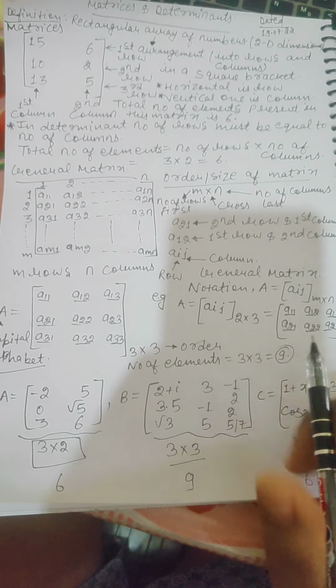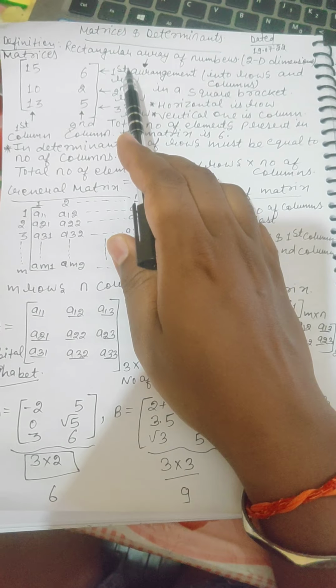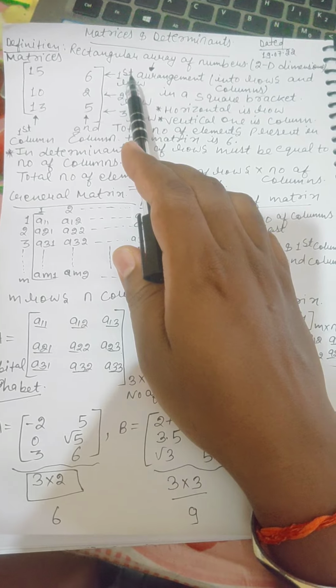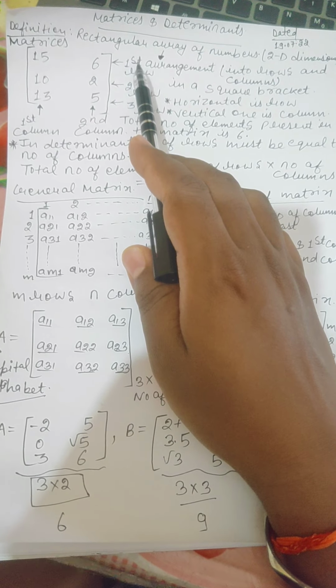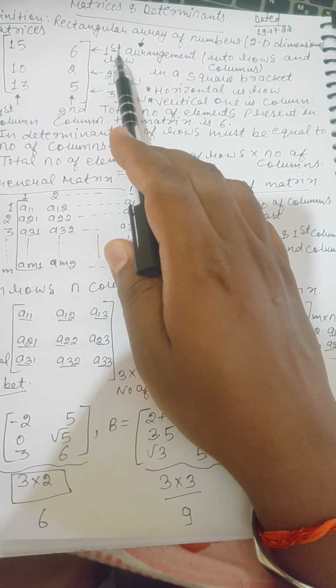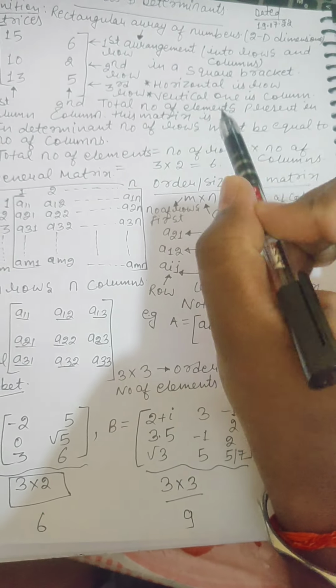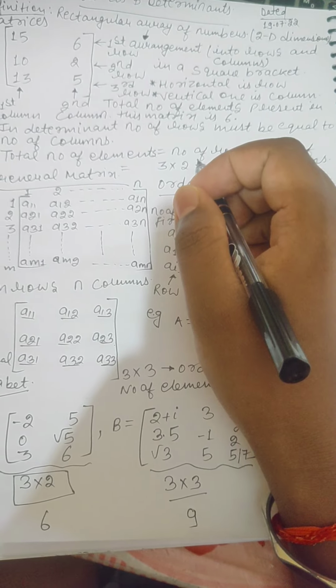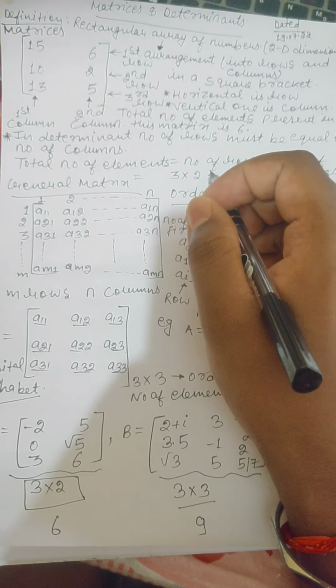Hello everyone. Today we will discuss the topic matrix and determinant. So what is the definition of matrix? A rectangular two-dimensional array. Array means arrangement into rows and columns, and it is called the matrix.